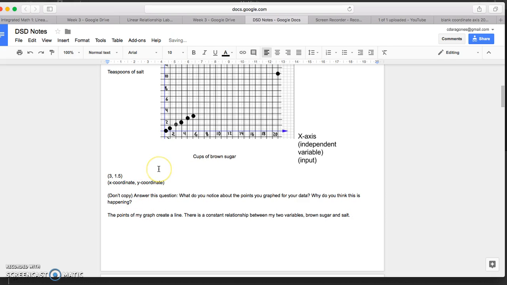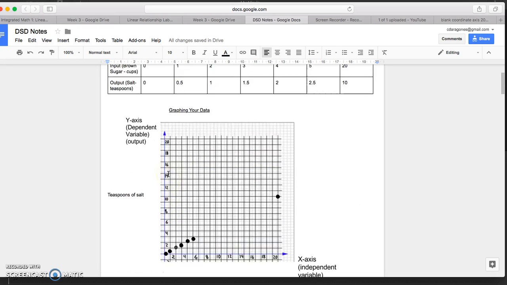So for every 3 cups of brown sugar, I get 1.5 teaspoons of salt. So essentially I'm saying, well, for every 1 cup of brown sugar, I get half a teaspoon of salt. So there's this constant relationship where I'm taking my brown sugar and halving it to know how much salt I need. So I'm taking half of it and making it into teaspoons. Okay, so when you have a relationship like this, this is called a linear relationship.